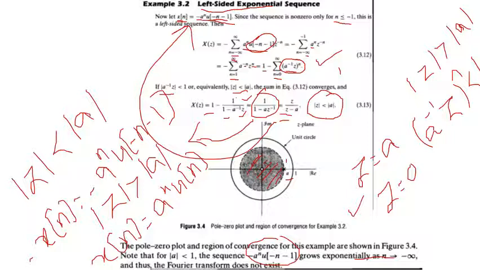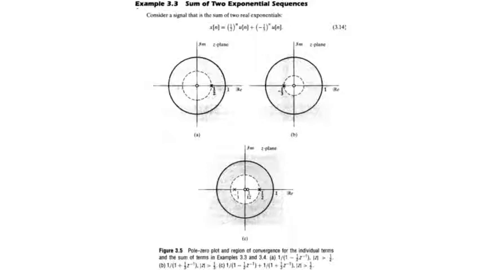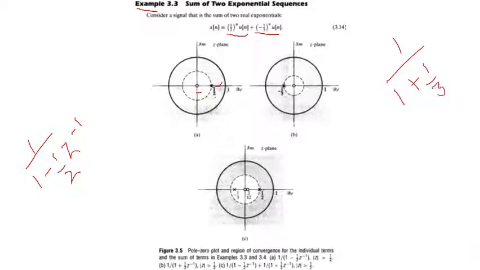Let's move on to the next slide. So here in this example, we have a sum of two exponential sequences. One sequence is this, which is right-sided, and the other sequence is this, which is also right-sided. We know the Z transform of this will be 1 divided by 1 minus 1 by 2 z inverse. So there is a pole at 1 by 2 and there is a zero at 0. And for this one, the Z transform will be 1 divided by 1 plus 1 by 3 z inverse. So there will be a pole at minus 1 by 3 and a zero at 0.